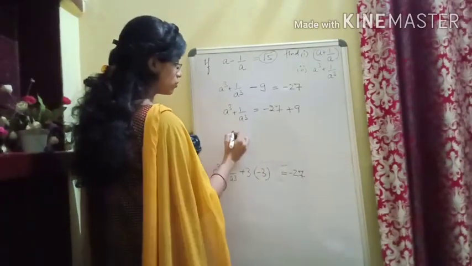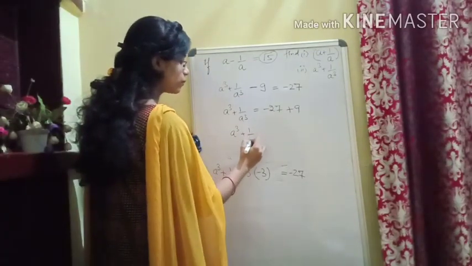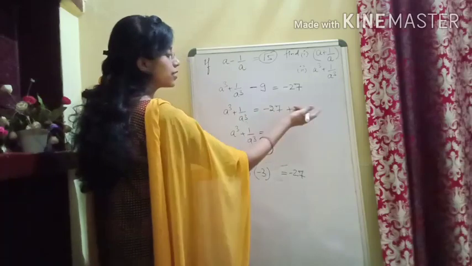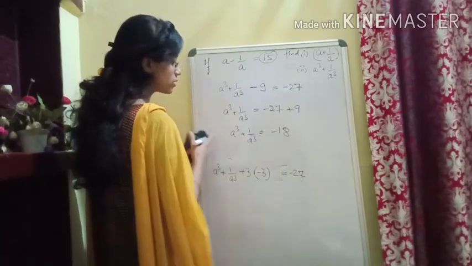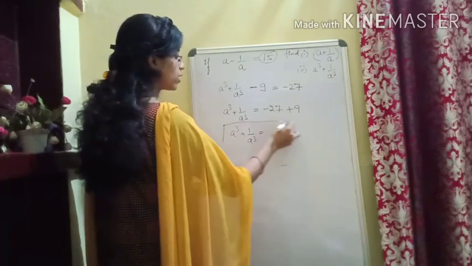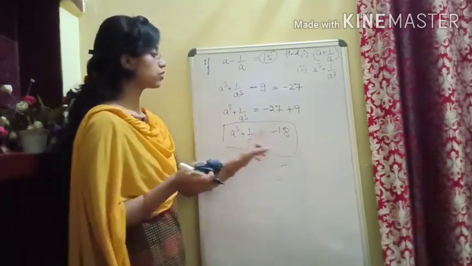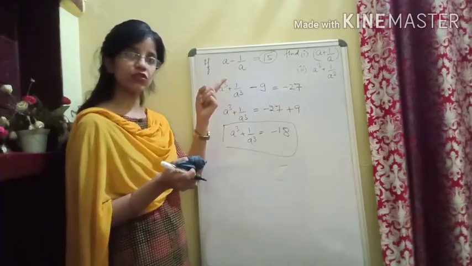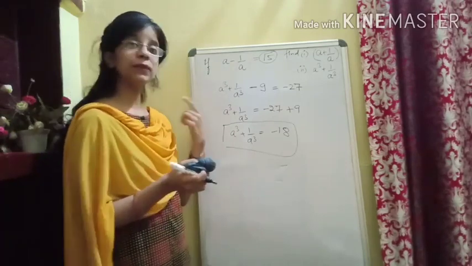Now when you solve, it is a cube plus 1 upon a cube. Minus 27 plus 9 will give you simply minus 18. So likewise we are getting this value, a cube plus 1 upon a cube is also equal to minus 18. In our first question, the answer was coming plus 18.